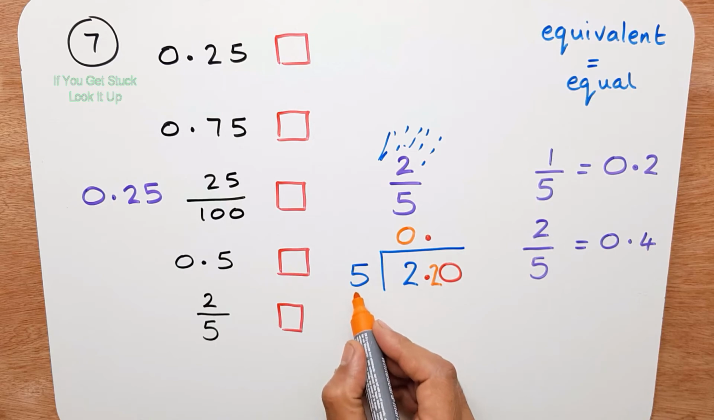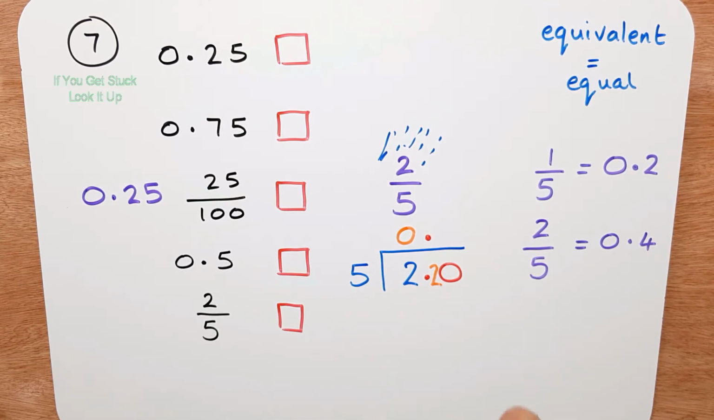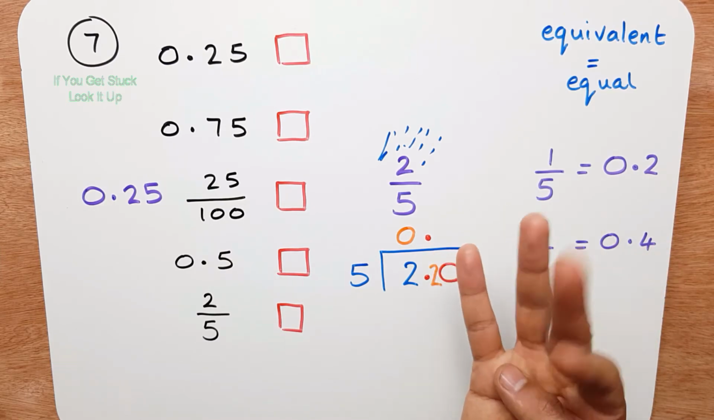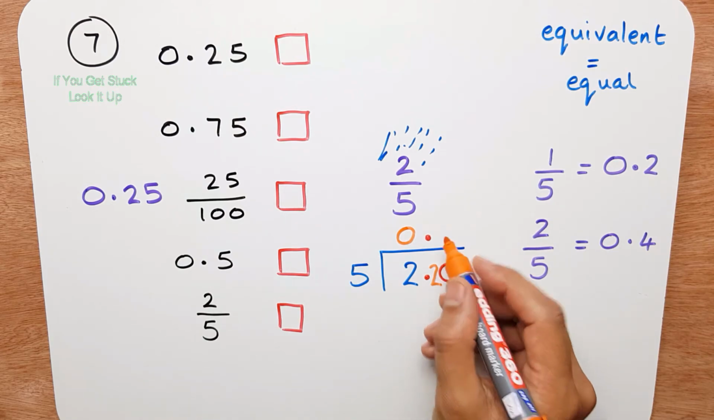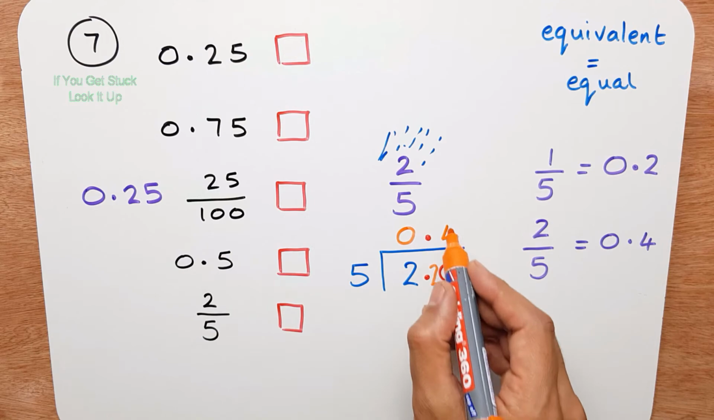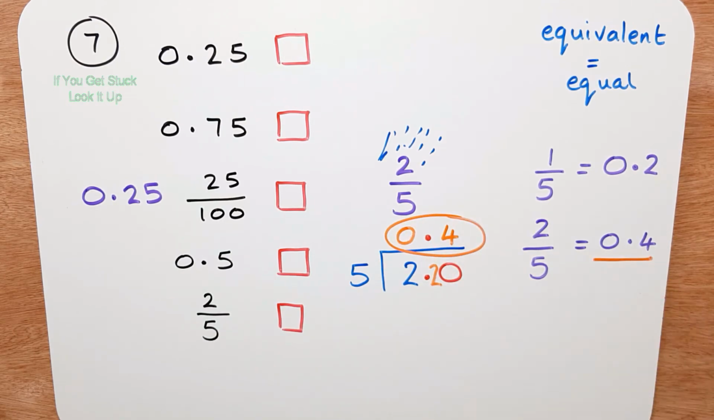So the question is, how many 5s are there in 20? So I know my 5 times table. 5, 10, 15, 20. So there's 4. So put the 4 here. Because there's no remainder, we can stop. So my answer is 0.4. But if you can recall that fact, it makes it much easier. So I can put 0.4 here.